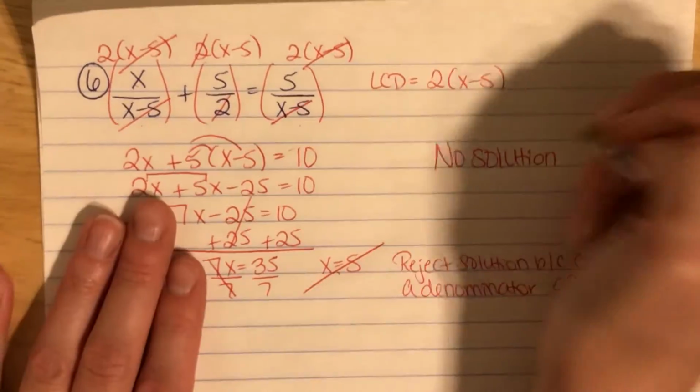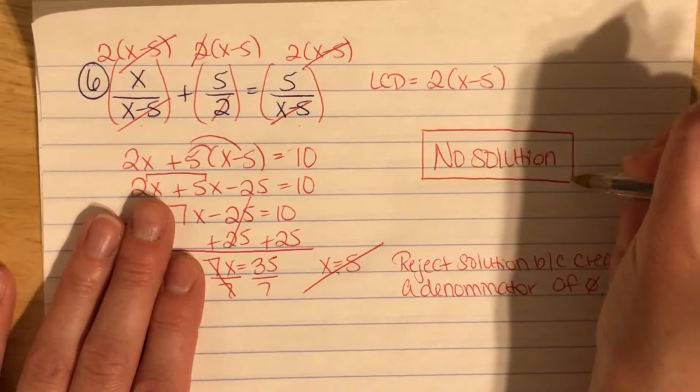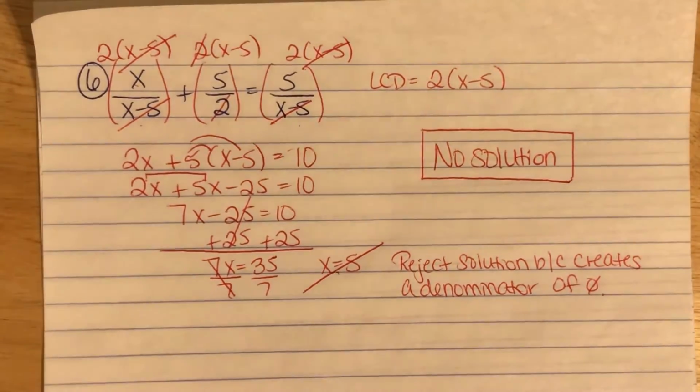If you had 2 answers there and you reject only one, of course the one that does work would be your solution. But it's possible to have 2 solutions like we saw in example number 5. We can have 1 solution like all the other ones we've seen, 1 through 4. Or here with number 6 we have no solution. So that could happen.